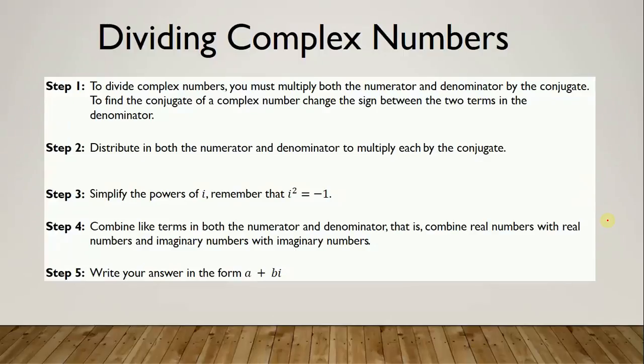Well, to divide complex numbers, you must multiply both the numerator and the denominator by what's known as the complex conjugate. Yes, I know, that's a really fancy name, but all it is basically is changing the sign between the two terms in the denominator. That's all you need to do. Then you're going to distribute in both the numerator and denominator to multiply. You're going to simplify i's, so i squared equals -1 business. Combine some like terms, and then write it in the form of a plus bi.